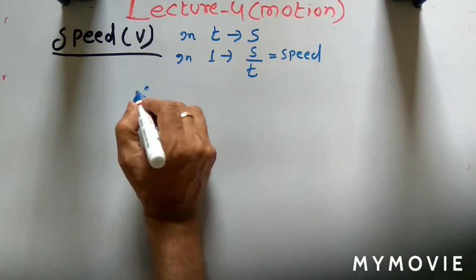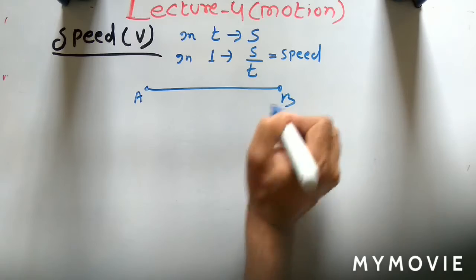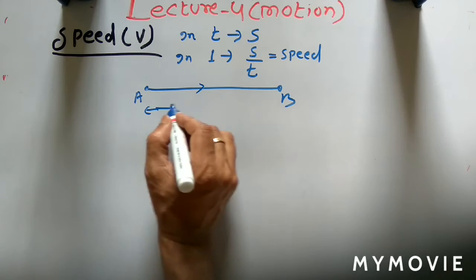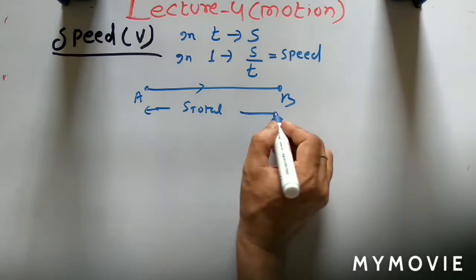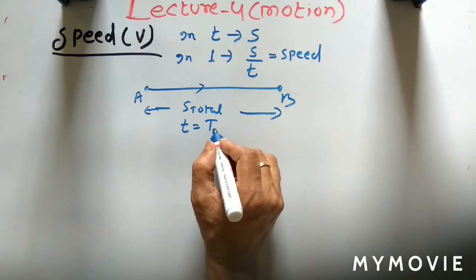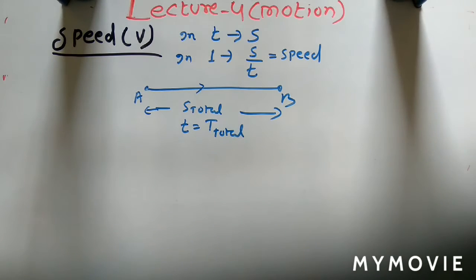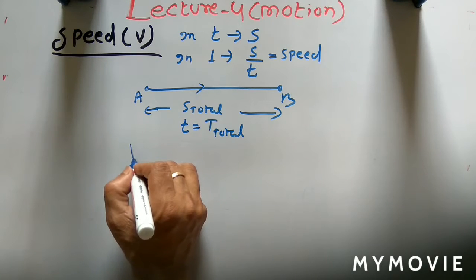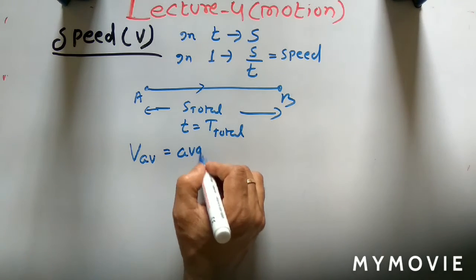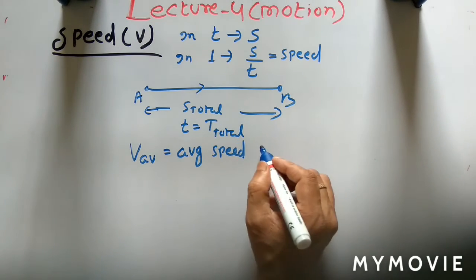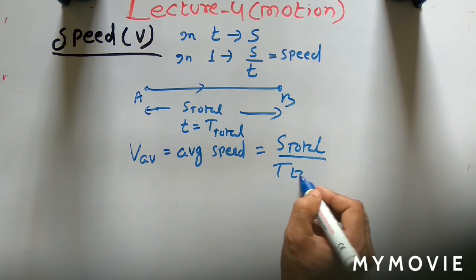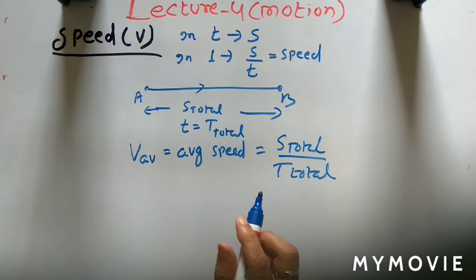Suppose a body moves from point A to point B. The total distance covered by the body is S total, and the total time taken during this journey is T total. Then what is the average speed? Average speed is V average. This average speed is equal to the total distance covered by the body divided by the total time.